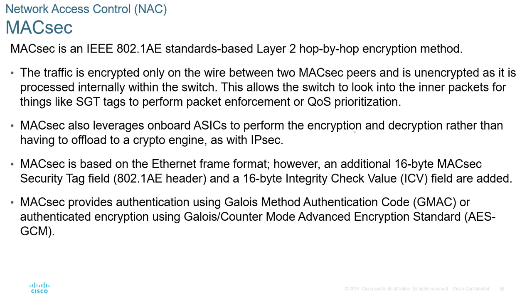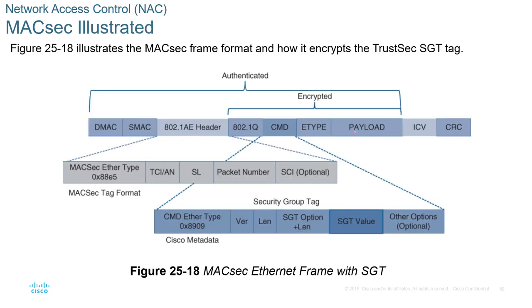All of this is basically how do we authenticate and how much content is being encrypted through the network. What device can actually take the encrypted data and decrypt it appropriately so that it can read the appropriate material? Here's an example of how our 802.1AE header would look like.